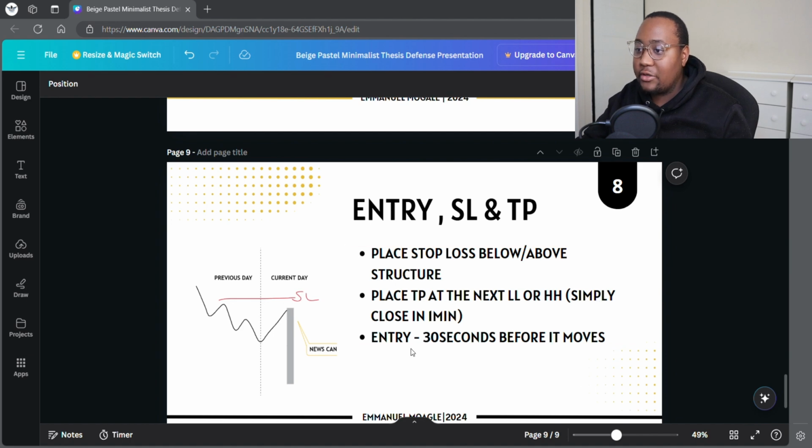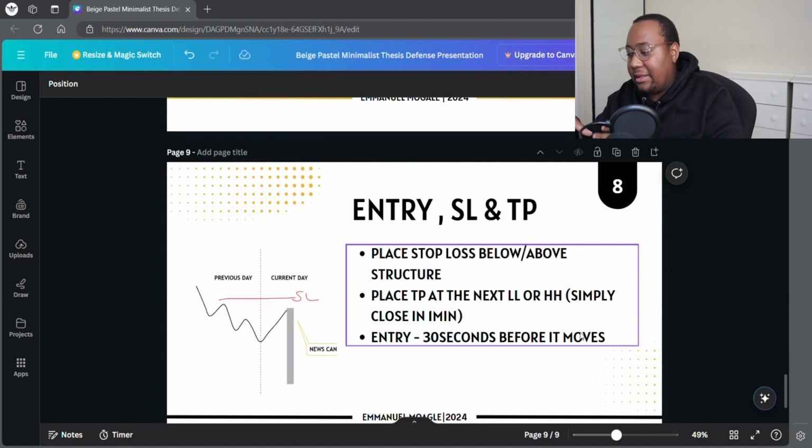Okay, and of course, entries are 30 seconds before it moves. If your broker likes to do off-quotes and all of that, then you probably want to execute 1 minute before. But if it's a good broker, they won't disappoint you: 15 seconds or even less in terms of execution time. Okay, please do make sure that you obey these rules.